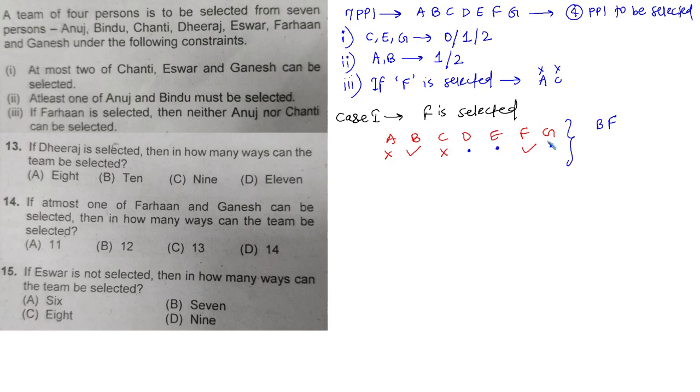Now there is no any condition. The first condition was C, E and G. Among C, E and G, we cannot select all 3 of them. C is already eliminated, so that condition is taken care of here. So among D, E and G we can choose any 2 people. So we can choose D, E, we can choose D, G, we can choose E, G. So if F is selected, then there are 3 possible combinations of team. Let's have a look at second case now.